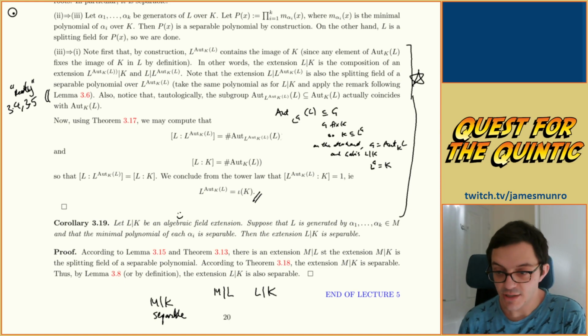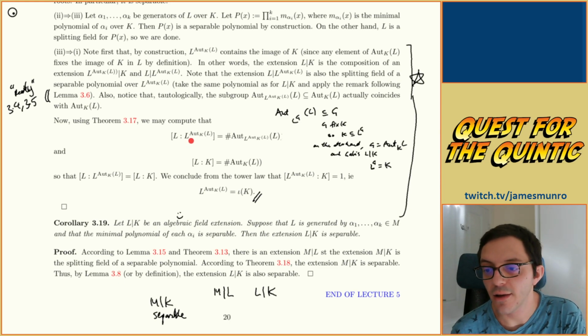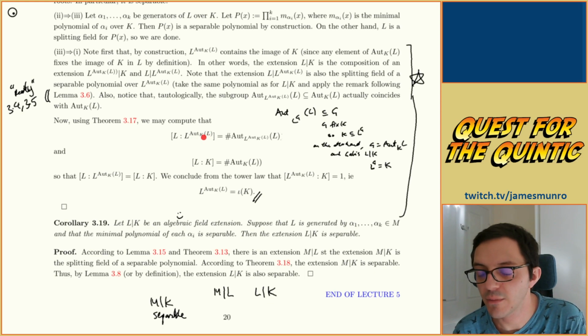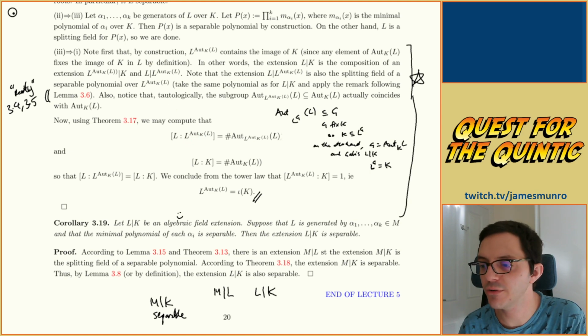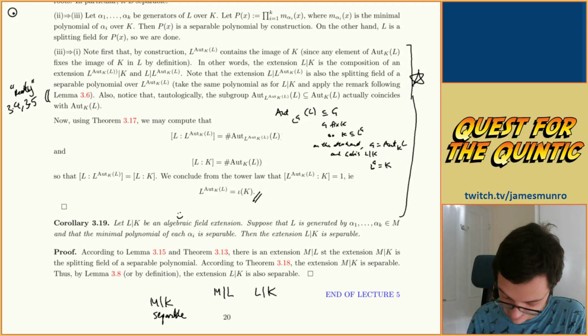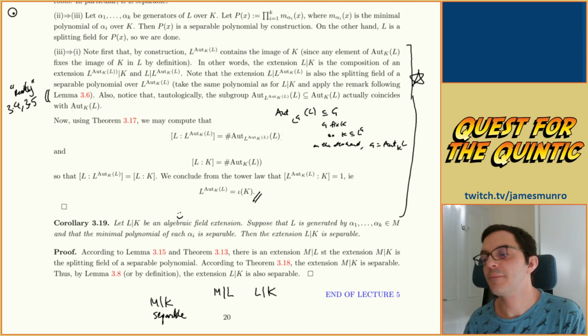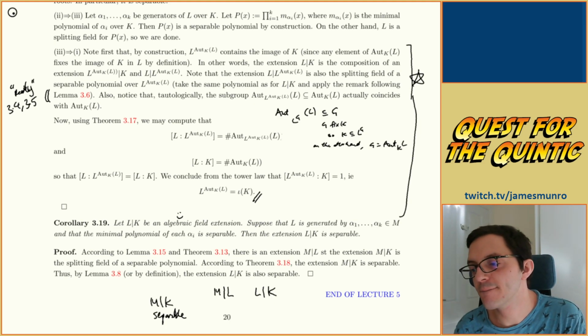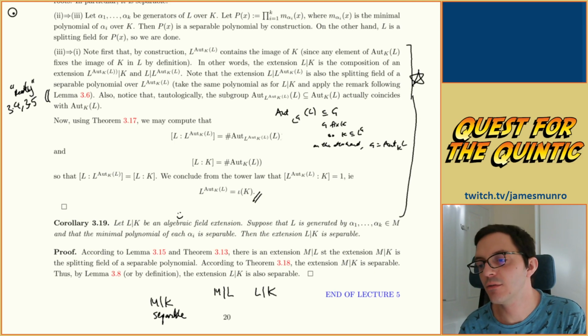Okay, now look at the sizes. So you've got this intermediate thing. Wait, hang on, I think that's K, by the definition of Galois. Oh, am I trying to prove that it's Galois? Yeah, I'm trying to prove that. Whoops. Tautologically.